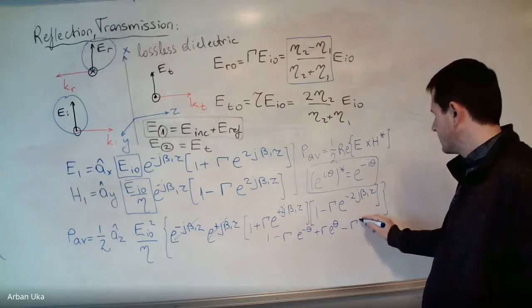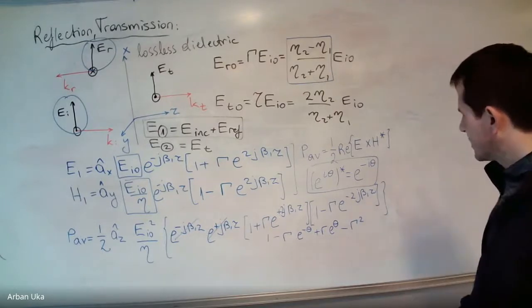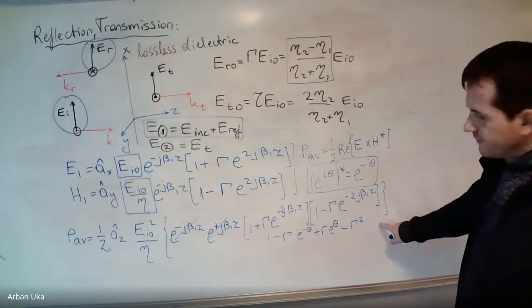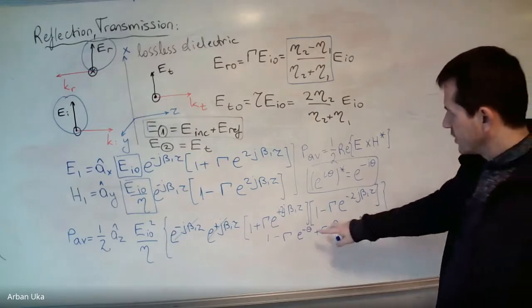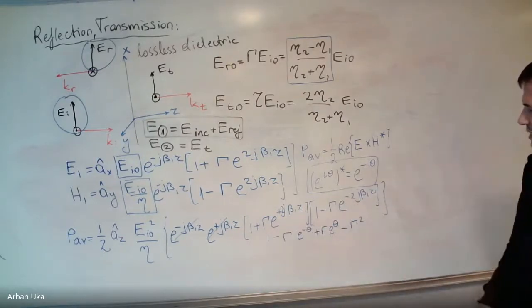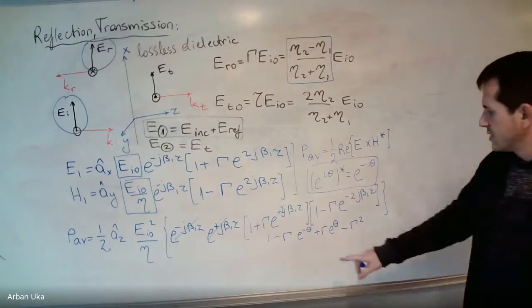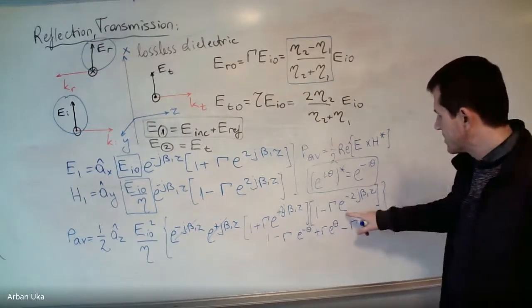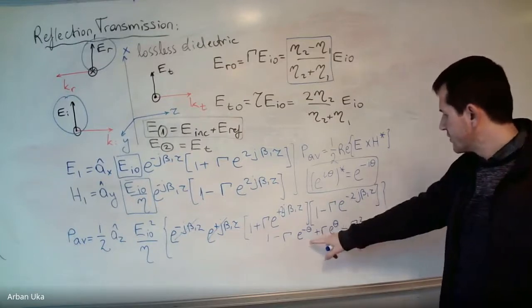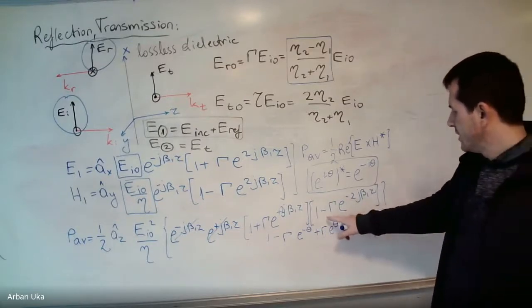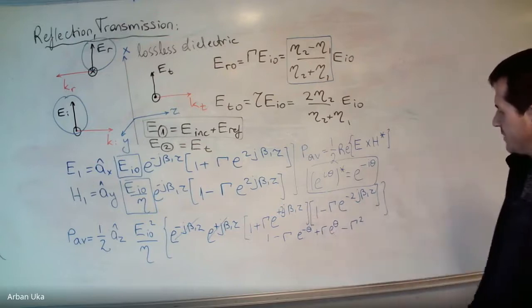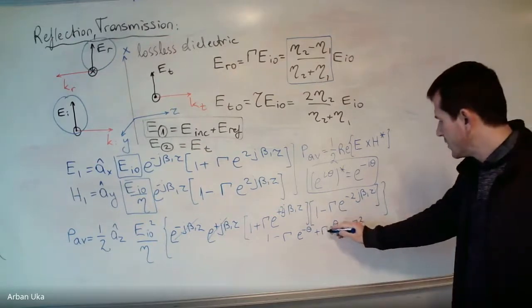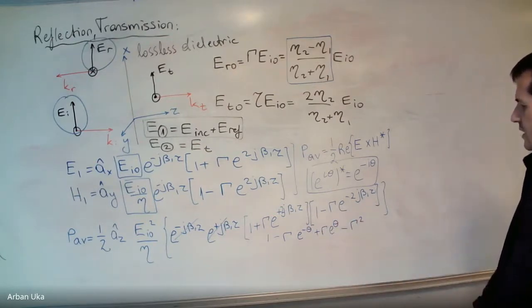Minus reflection coefficient squared. So we should get, would you agree with this? You have 2 terms here, and another 2 terms here. We should get 4 terms. 1 times 1 is 1. Then we multiply this one with the second term. This is minus reflection coefficient e to the power minus theta. Then this is plus reflection coefficient e to the power plus theta, minus this square.